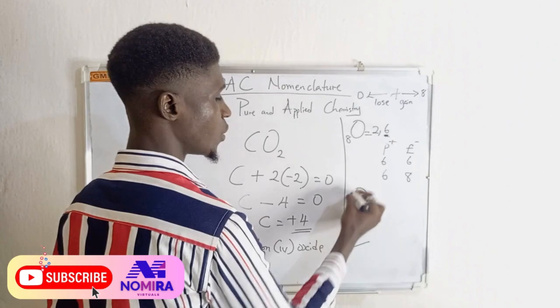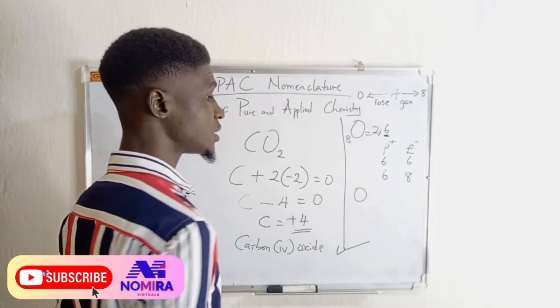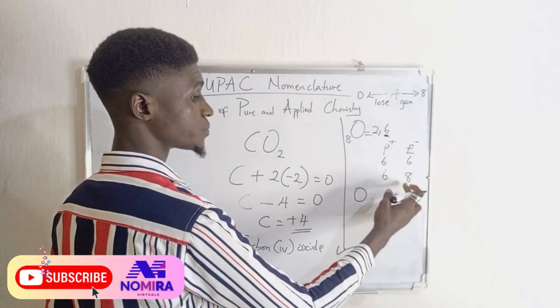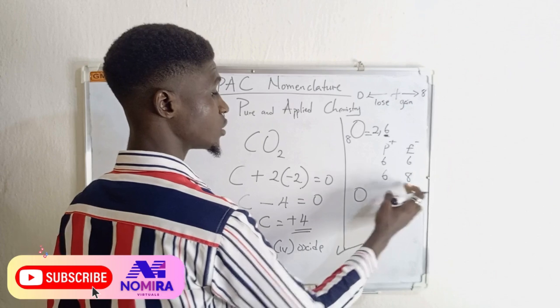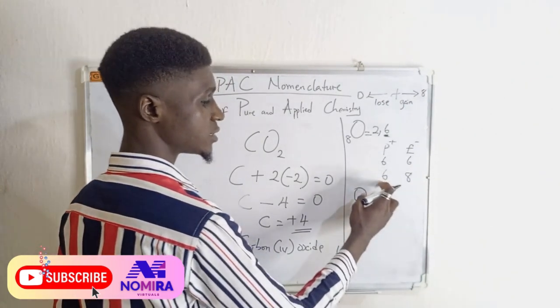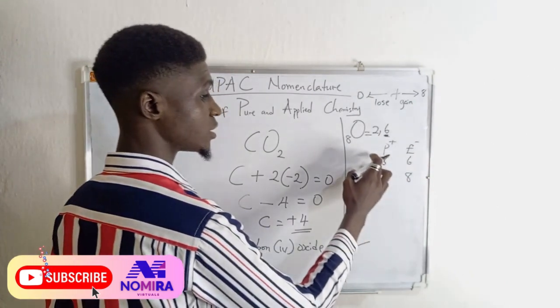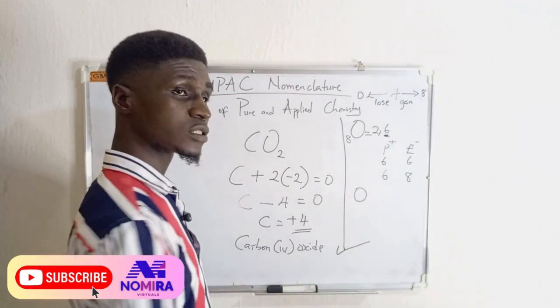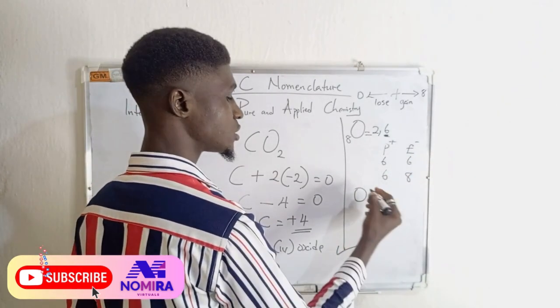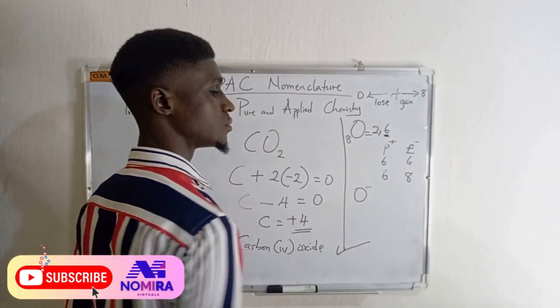Therefore, when you bring out your oxygen to find the ionic state and therefore the oxidation number, you ask yourself, electron and proton, which one is bigger? Definitely 8 is bigger than 6. So electron is bigger than what? Proton. You ask yourself, what charge does electron contain? The electron contains a negative charge.